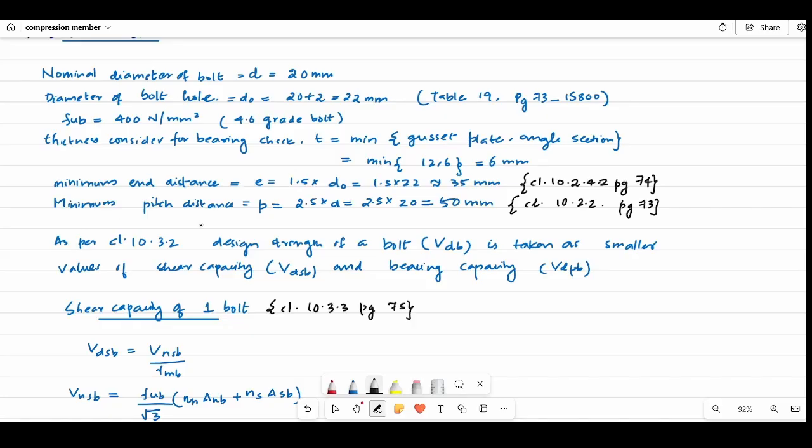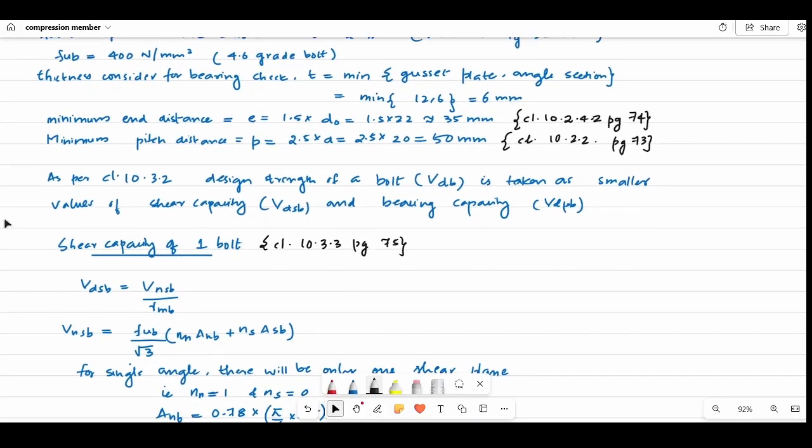Now the minimum pitch distance, or the distance between the fasteners, is also given in clause 10.2.2 in page 73, and it is given as 2.5 times the diameter of the fastener. Here our fastener basically means our bolt only, and for that bolt the nominal diameter is 20 mm, so it will be 2.5 times 20, and it will be 50 mm. So I am assuming the minimum value.